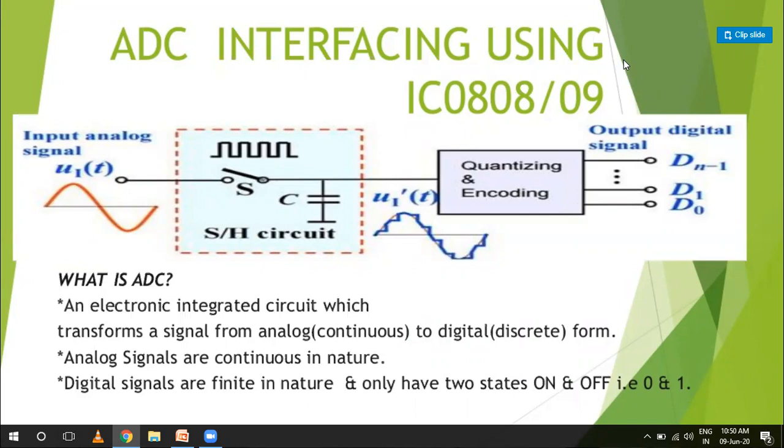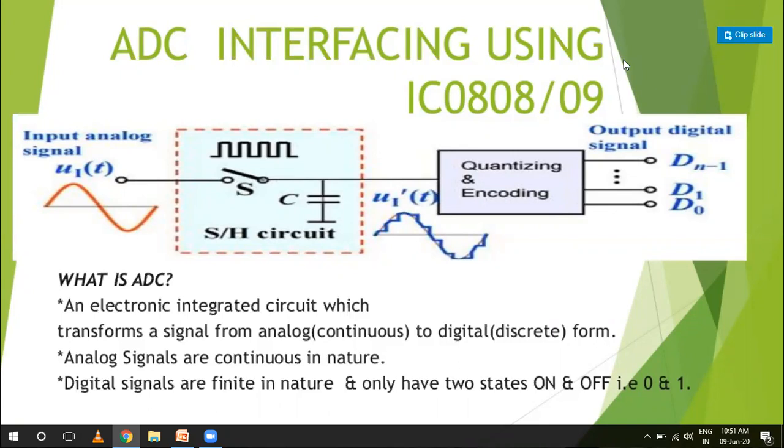Students, today's topic is interfacing of analog to digital converter with the 8051 microcontroller. You know the term 8051 microcontroller from the first and second unit, and what is the term ADC? An analog signal is converted into a digital signal. Basically, it is an electronic integrated circuit which transforms a signal from analog, that is a continuous signal, into digital form, that is a digital or discrete, or you can say binary signal, like 1001. So that is my analog to digital converter.